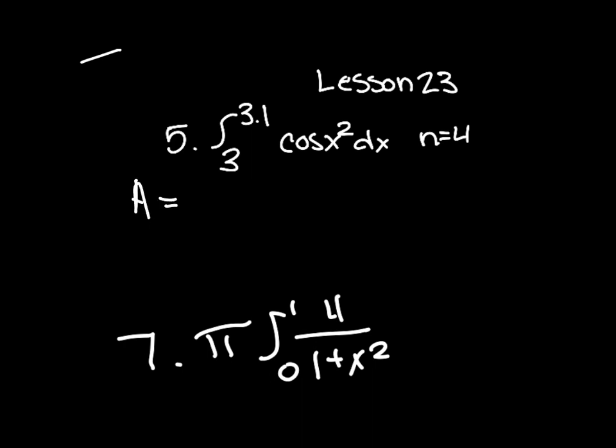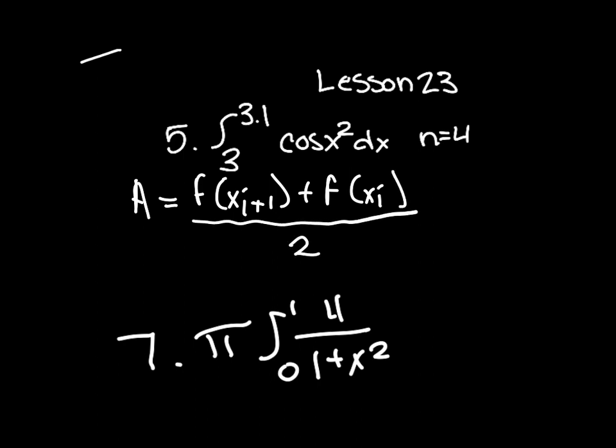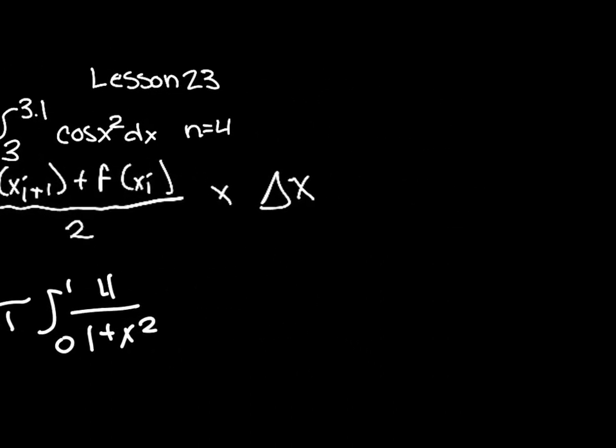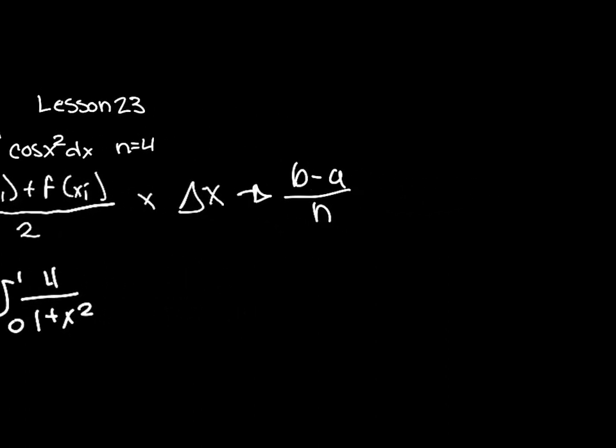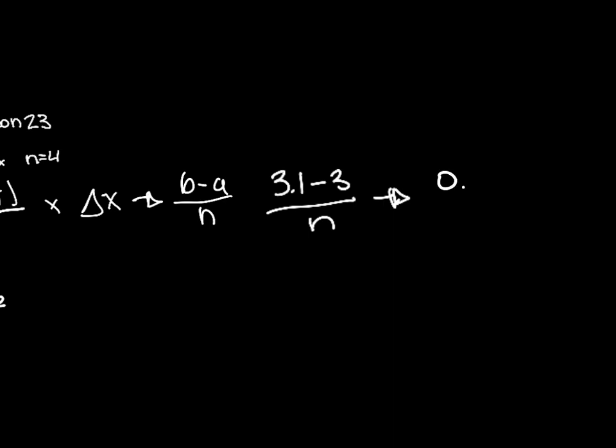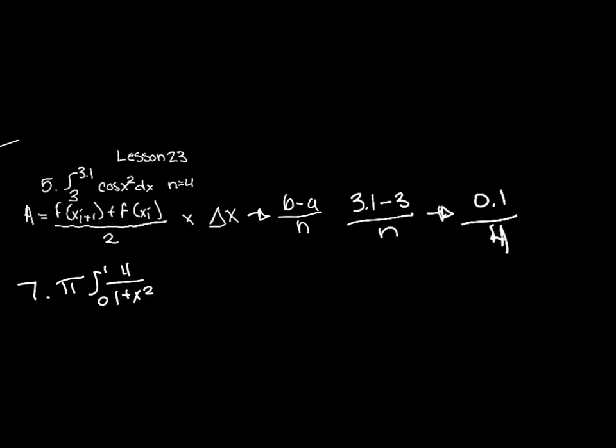The area is equivalent to f of x_(i+1) plus f of x_i, over 2, times delta x. Delta x is b minus a over n. So what is b minus a? b minus a is 3.1 minus 3, over n, and n is 4. So that goes to 0.1 over 4. We're going to leave that like that.